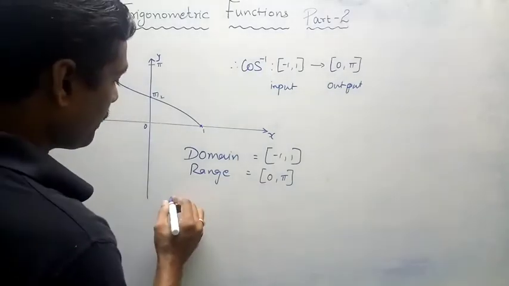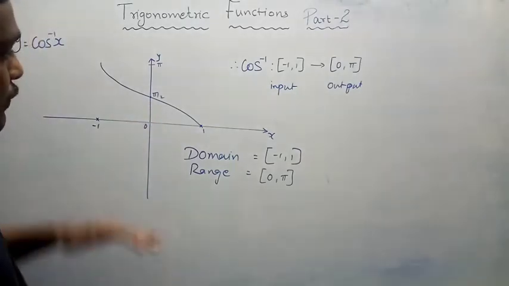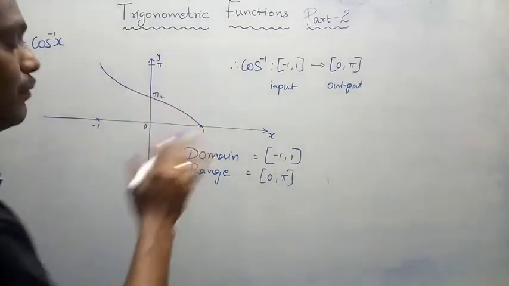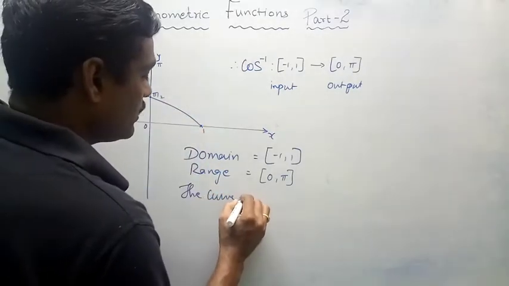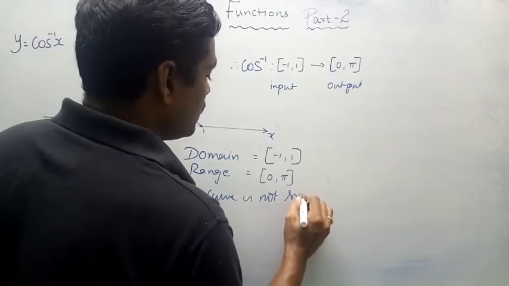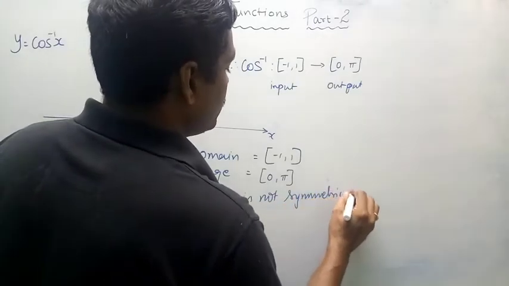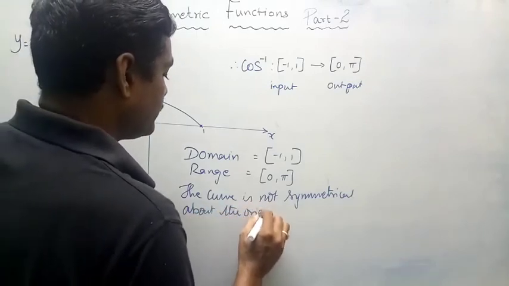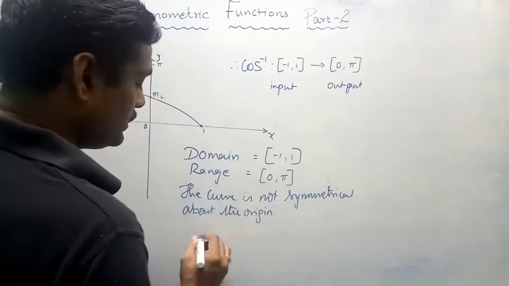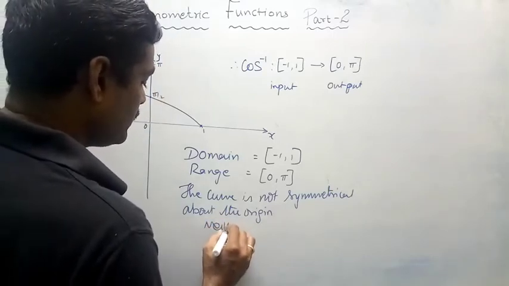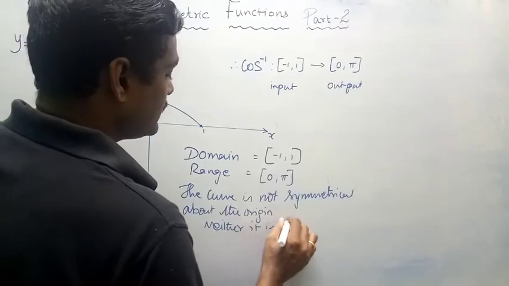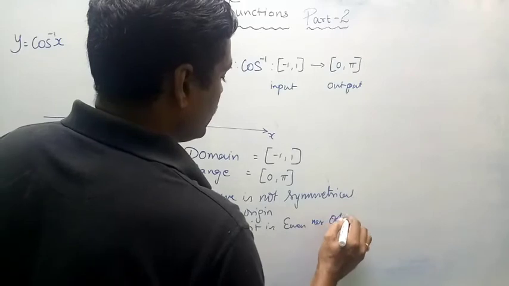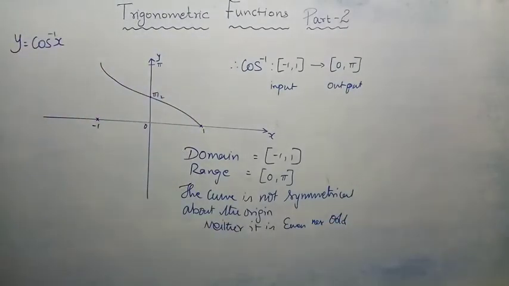In this case, when you fold like this, it won't coincide. When you fold vertically and horizontally, it won't coincide. So the curve is not symmetrical about the origin. So it is neither even nor odd. Got it? So cos inverse x is neither even nor odd.